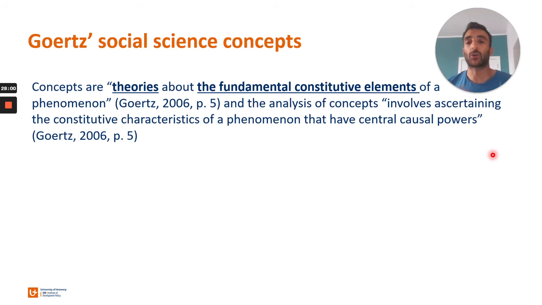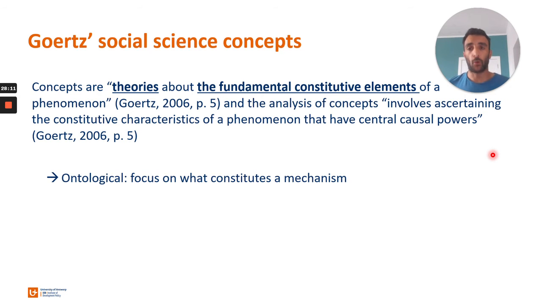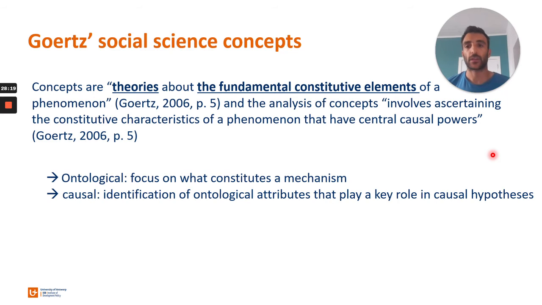So again, this is the conceptualization of concepts according to Goertz, and it's different from other conceptualizations of concepts. What is important is that this conceptualization of concept is ontological because it focuses on what constitutes a mechanism. It is causal because it identifies ontological attributes that play a key role in causal hypotheses.